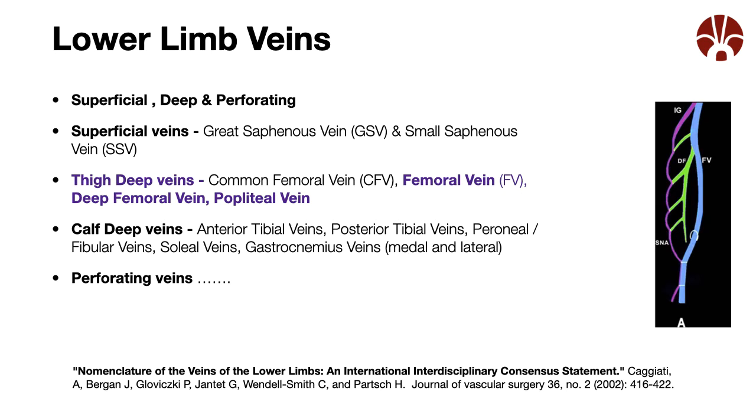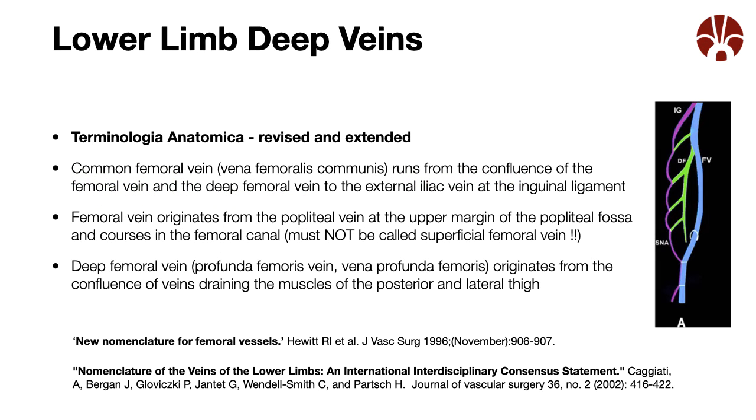The nomenclature of the lower limb veins was changed in the early 2000s. Hewitt et al., in their letter to the Journal of Vascular Surgery, reported that 76% of primary care physicians were not aware that what was then termed the superficial femoral vein was in fact a deep venous structure. And this was leading to misinterpretation of the results when a thrombosis of this vein was reported and the referring clinicians did not realize that this was a deep venous thrombosis and did not treat accordingly. The terminology was changed in 2002 with a consensus statement.